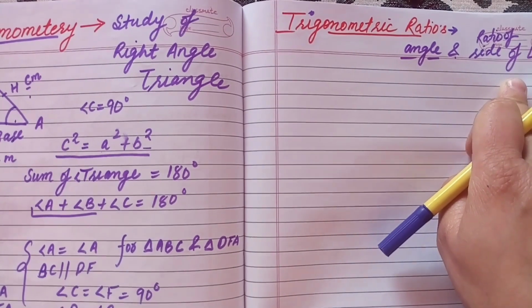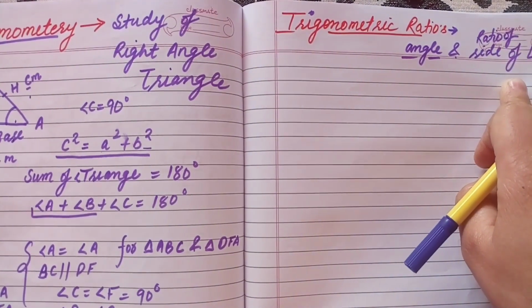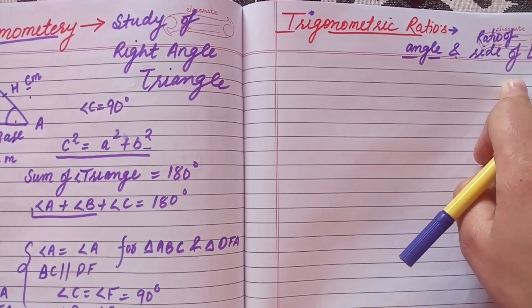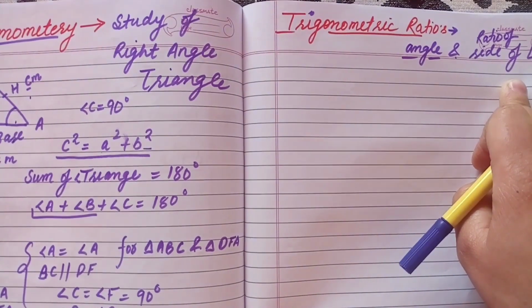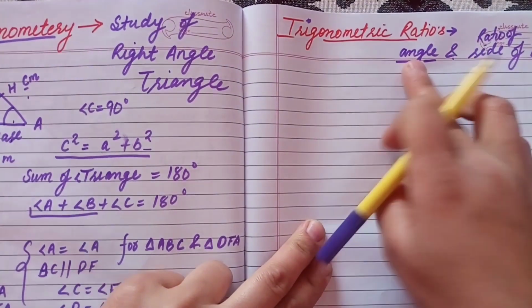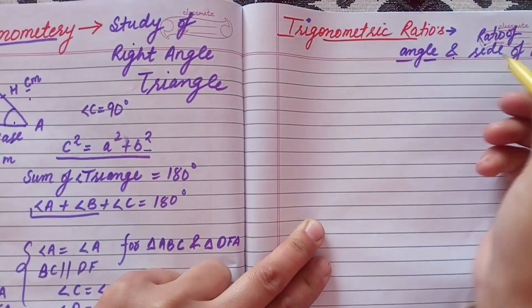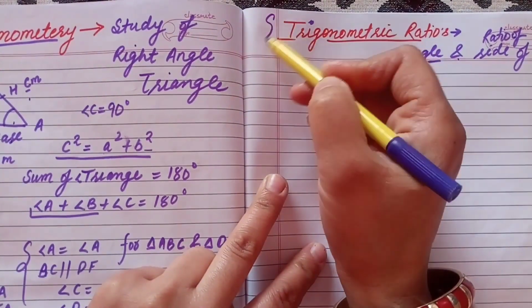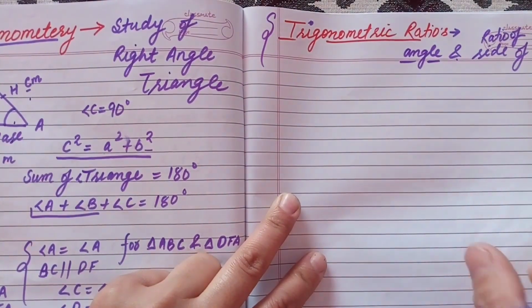We discussed the ratios of a right angle triangle. In similar triangles, the ratio should be the same, it is constant, it is proportional. So these are similar triangles. When these ratios are taken with respect to an angle, when a ratio makes a relationship with an angle, then it is known as a trigonometric ratio.